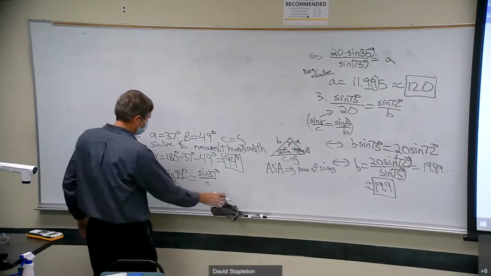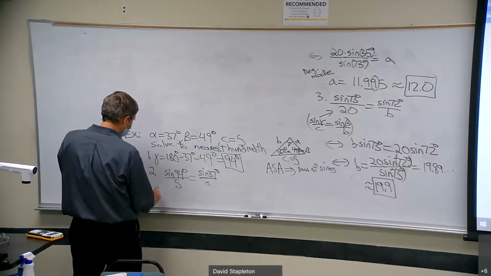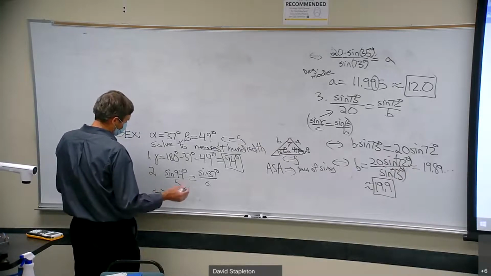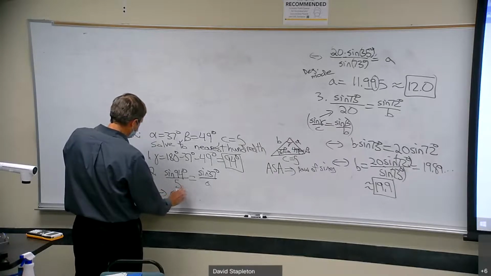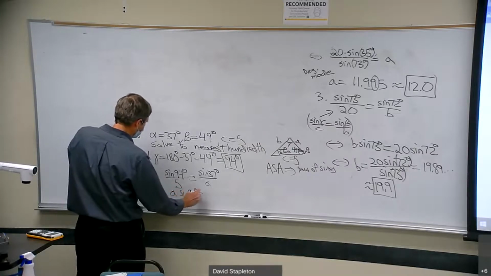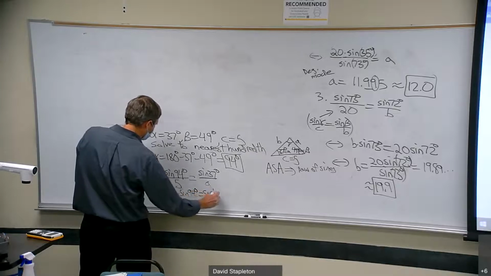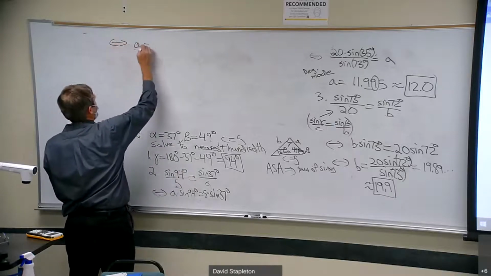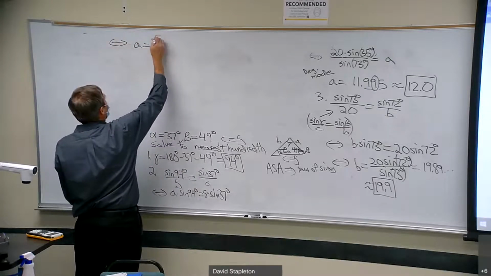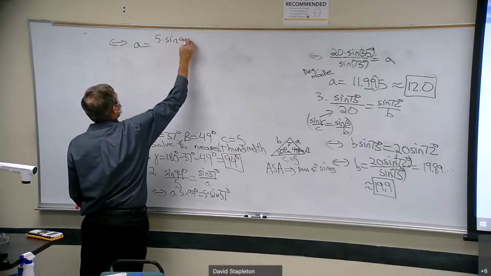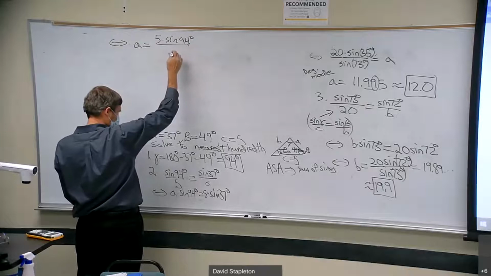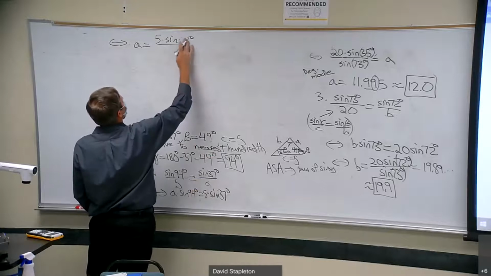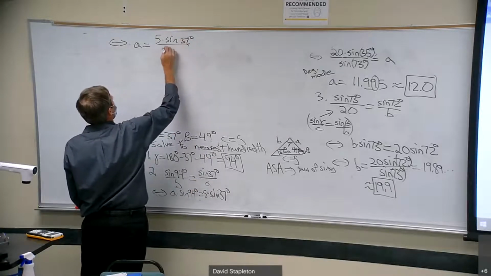So here I write it again with only one unknown and the other three knowns. By algebra either way, so we cross multiply again, it doesn't matter. A times sine 94 equals 5 times sine 37 by cross multiplying. Now I divide by sine 94 and get equivalently A equals 5 sine 37 degrees divided by sine 94 degrees.